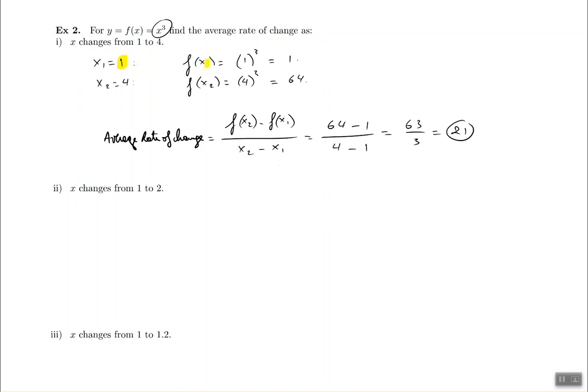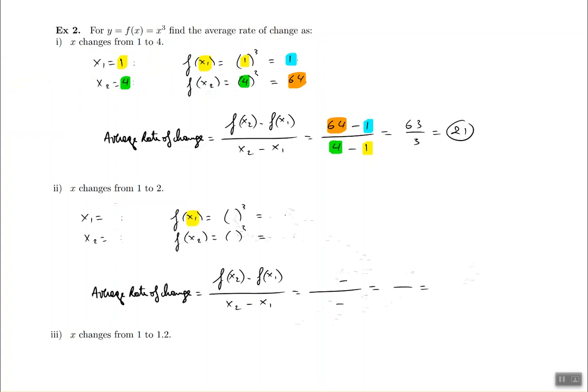So 1 goes into the x1, and as a result, we get a 1. And that's what goes right there. And the corresponding 1 goes underneath it. Similarly, the 4 goes into the x2, and as a result, we get the 64. So the 64 gets placed on the numerator, and the 4 gets placed on the denominator. And then we just subtract all the numbers, and we're basically finished.